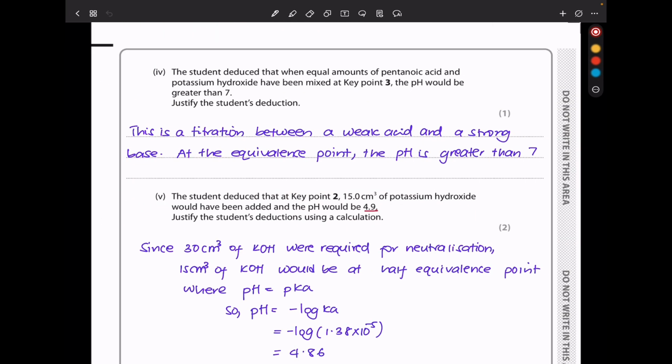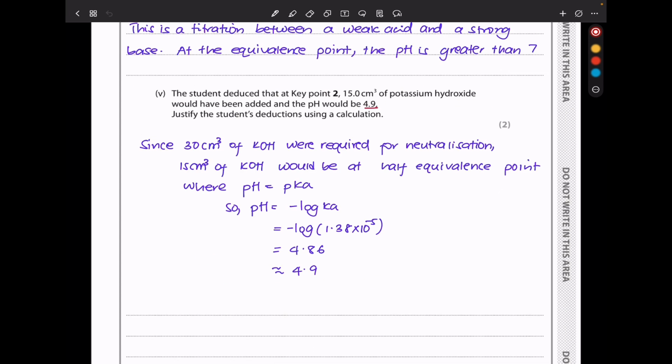And next I say that student deduced that when equal amounts of pentanoic acid and potassium hydroxide have been mixed at key point 3, the pH would be greater than 7. Justify the student's deduction. In this reaction, we are reacting a weak acid and a strong alkali. So after the reaction is done, the pH is going to be greater than 7 because there is a strong base. So I say this is a titration between a weak acid and a strong base. At the equivalence point, the pH is greater than 7.